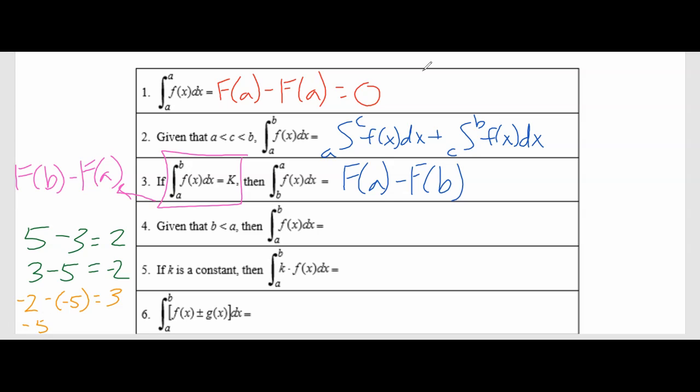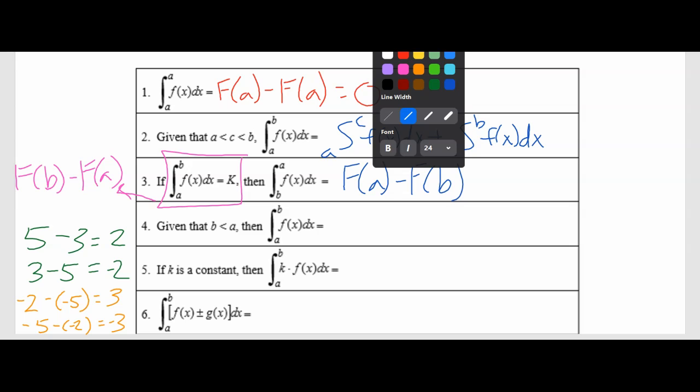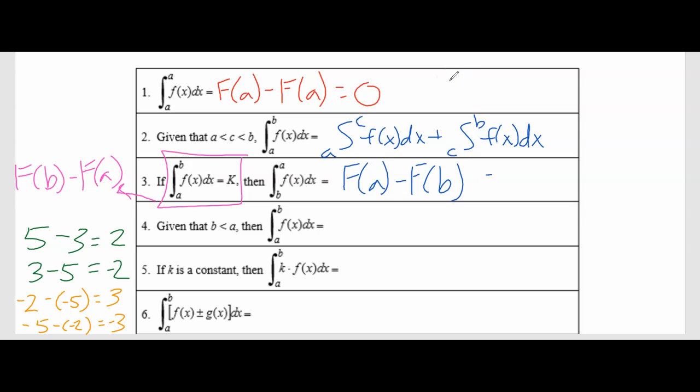If I do negative 5 minus negative 2, that's going to give me negative 3. So if all you do is switch the limits of integration, it doesn't change the area, it just changes the sign. So this would be equal to negative k. Again, when you switch the limits of integration, you're going to get the opposite area of what you would get if you had them set the other way.